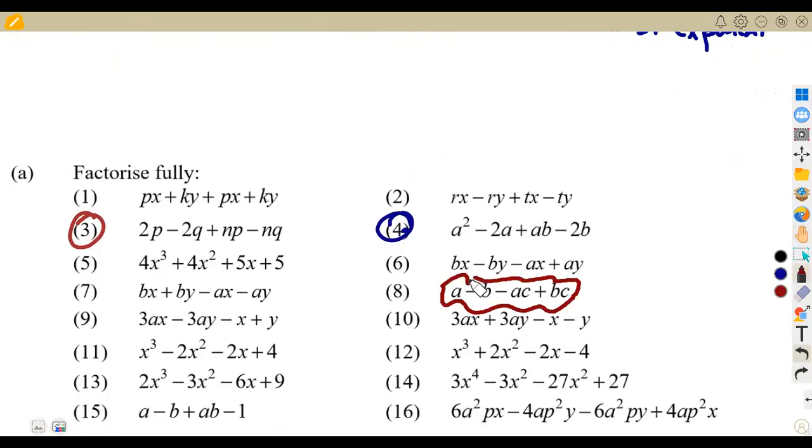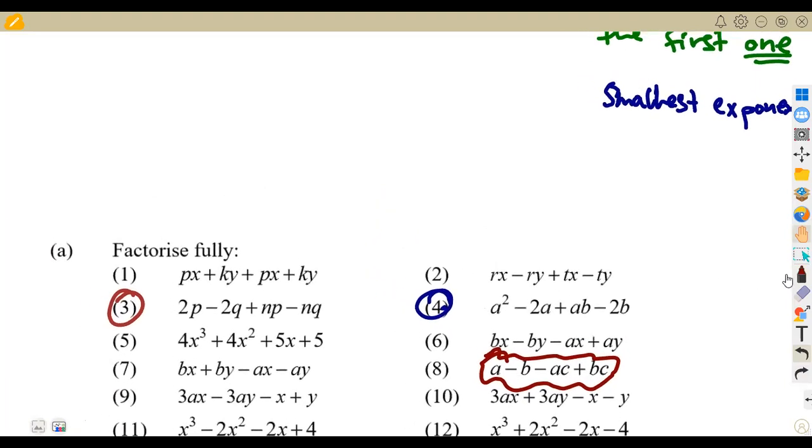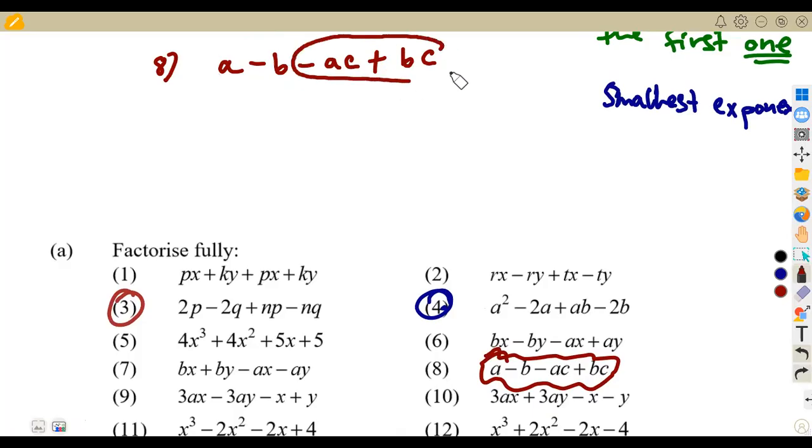Let us just consider this question number 8 and see what we are given there and how we are supposed to make that. It's just a direct question, but we just have to be careful on this one. We are given a minus b minus ac plus bc like this. If I am to consider here, I do not have anything common here. Here I've got something common, which is c is common.